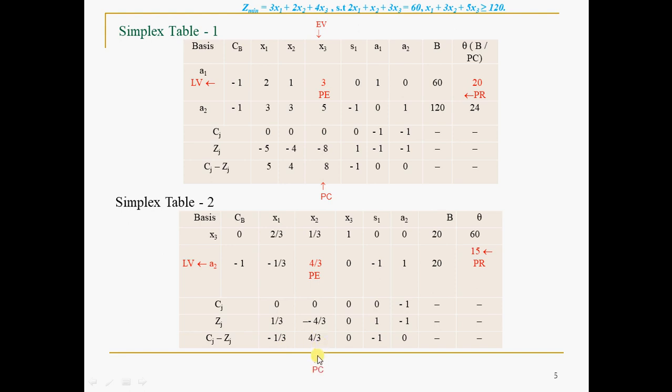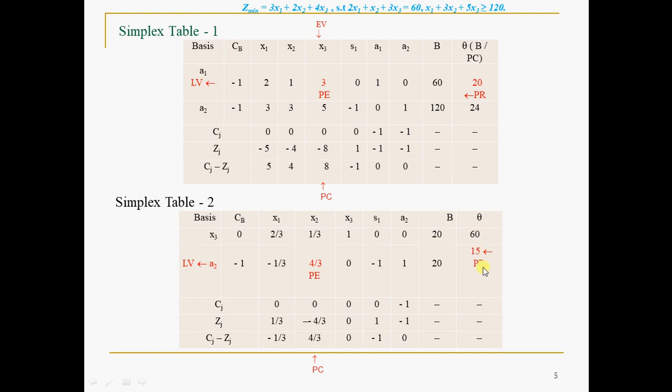Once you identify the pivot column, theta you can obtain. What is theta? B divided by the pivotal column elements. 20 divided by 1 by 3 becomes 60. 20 divided by 4 by 3, 20 into 3, 60 by 4, that is 15. How are we getting this? This is the formula, B divided by PC. So this becomes PR. How will this become PR? The least positive value of this theta will become the PR. Here also 60 and 15, of which the least positive is 15.